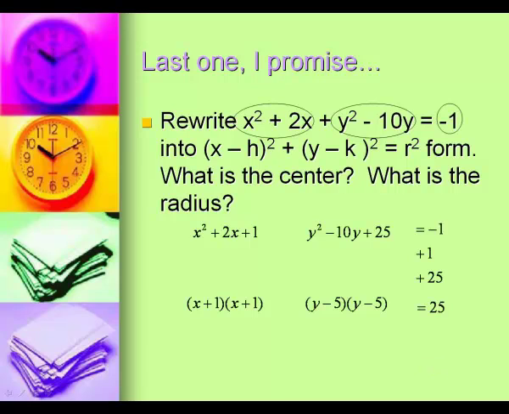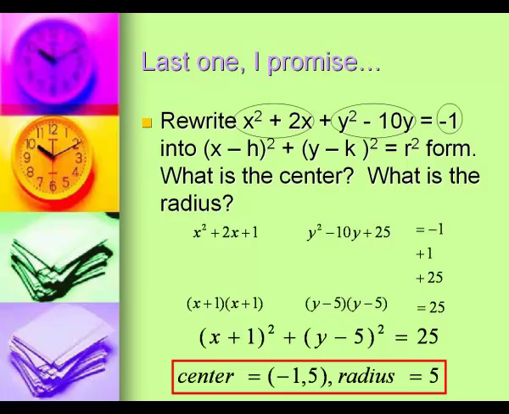Factor the x part into x plus 1 and x plus 1. Factor the y part into y minus 5, y minus 5. And write the x part as x plus 1 squared. The y part is y minus 5 squared. It equals 25, and this is your equation. The center is at -1, +5. The radius is 5.